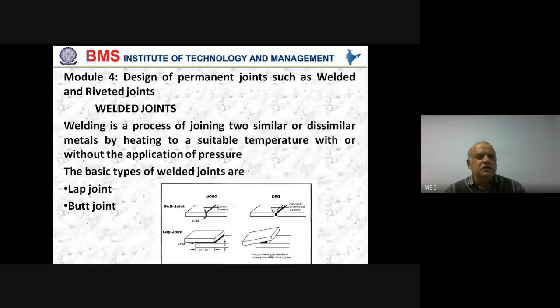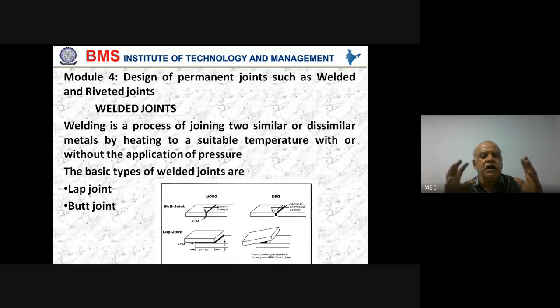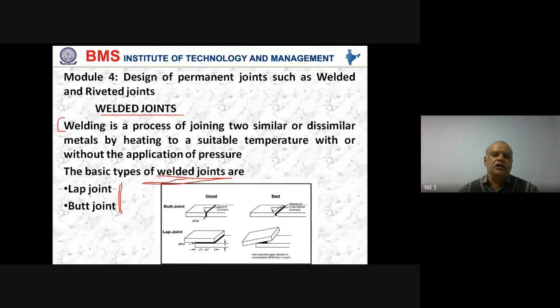Let's look at the definition of welded joints. Basically, we know welding is a process of joining two similar or dissimilar metals by heating to a suitable temperature, that is, to the melting temperature of a given material, with or without the application of pressure, right? This is the basic definition of welding. And in welding, we have two types of welded joints, basic forms. There are other types of welded joints also, but basically we have two types of joints. One is lap joint, another is butt joint.